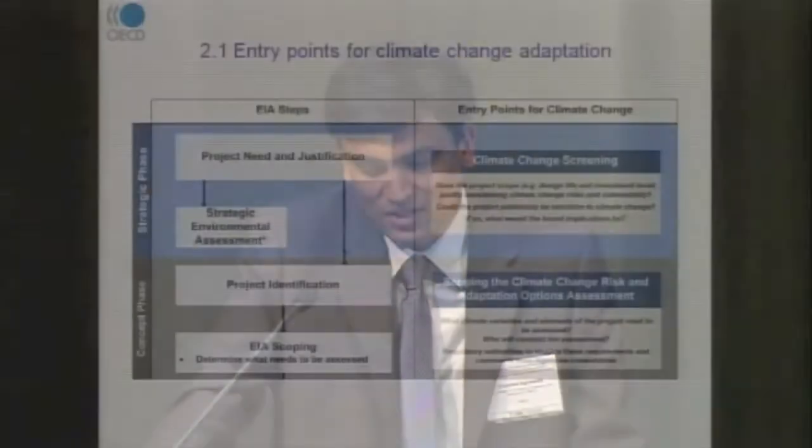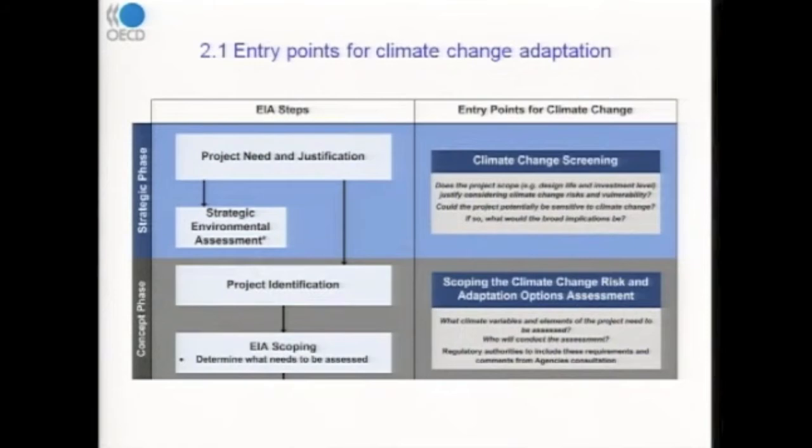Then we come to the actual EIA process and the project identification phase. And this is where the relevant authority could spend a bit more time and attention to the questions with regard to what climate variables and aspects of changes in these variables would be relevant for the project, and also establish some guidelines in terms of who could conduct a more detailed climate change risk assessment. And those requirements could then be communicated to the project proponent.